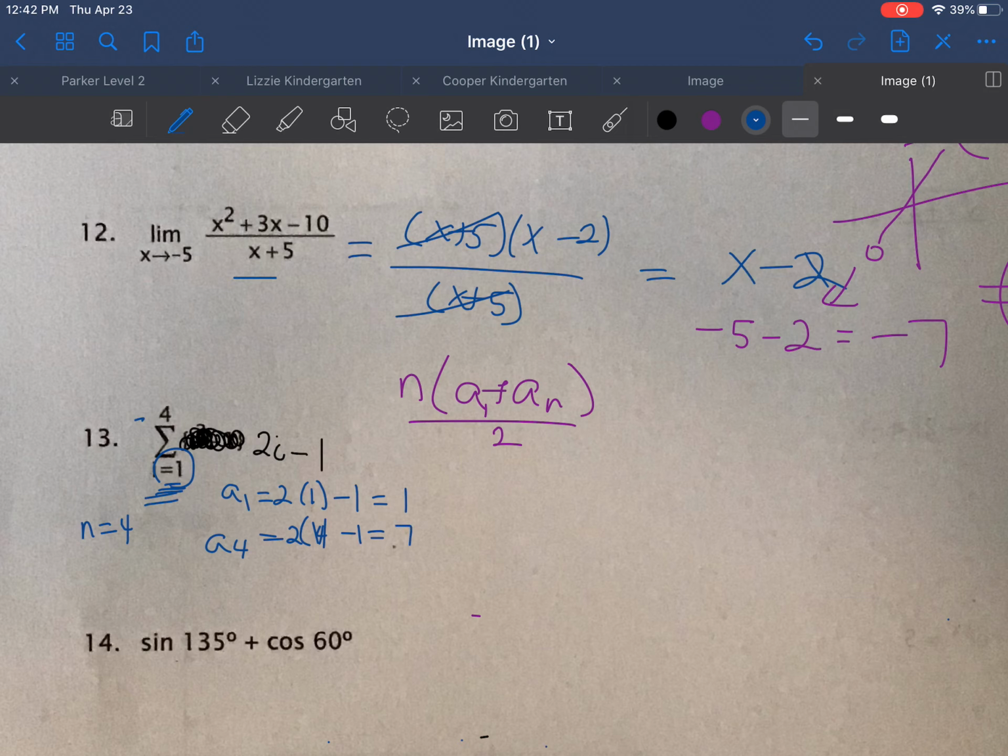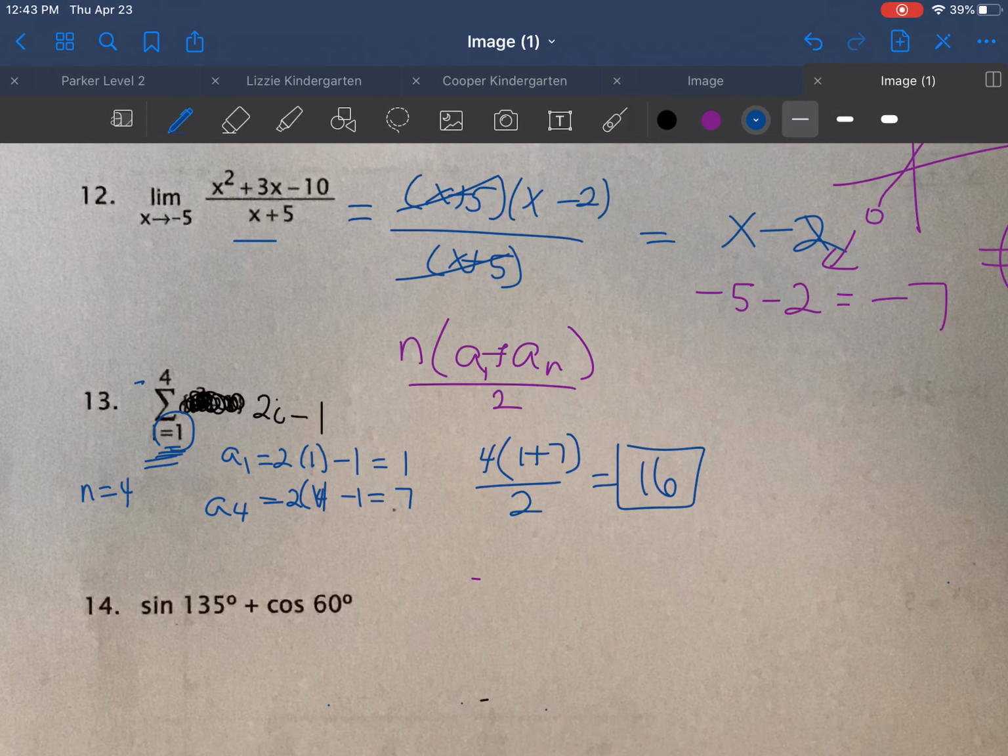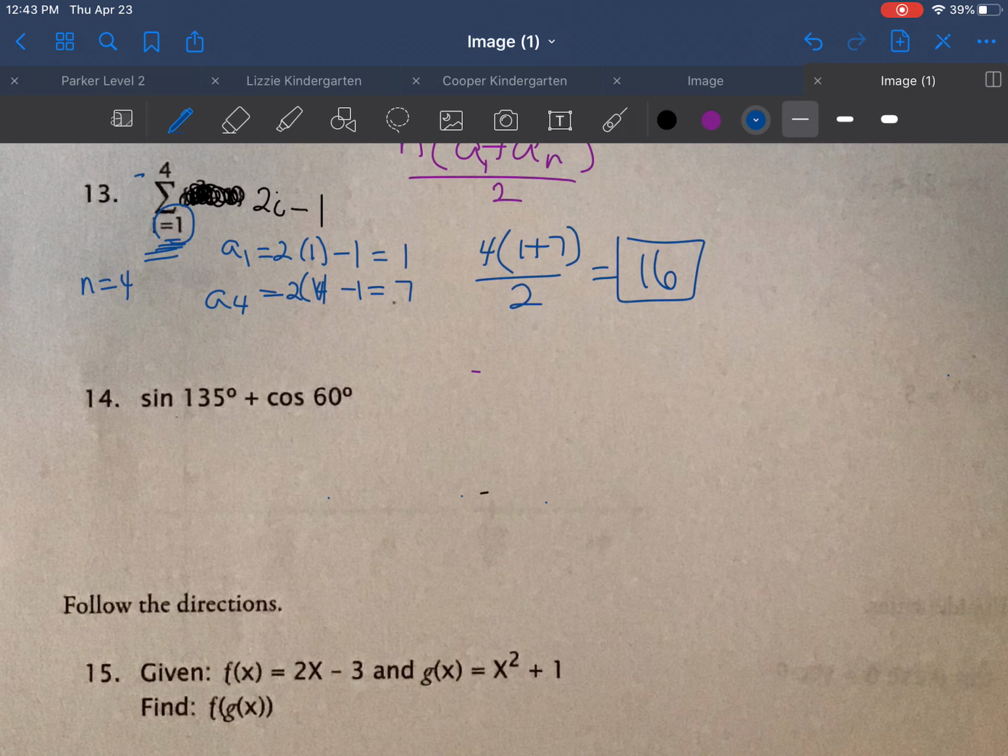Okay, and we know that my n is 4, so now we're going to plug this into the equation. 4 times 1 plus 7 over 2. 1 plus 7 is 8, times 4 is 32, divided by 2 is 16. So that is the sum of those terms. So again, I changed the problem on this one so you can use the formula that's in the back of your book. Please know that on the test I'm going to give you one more like that.